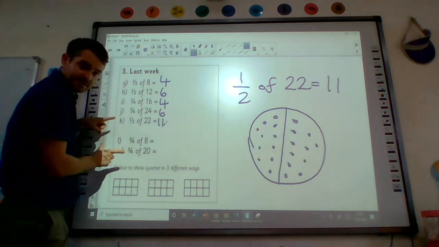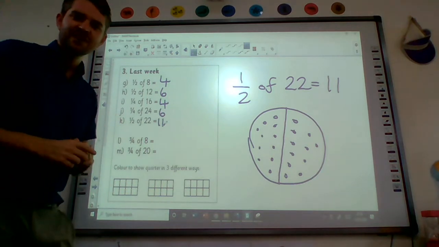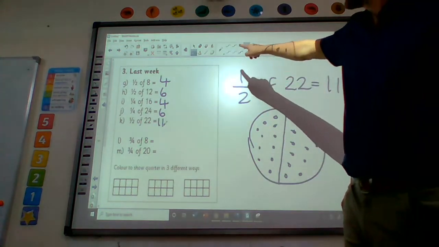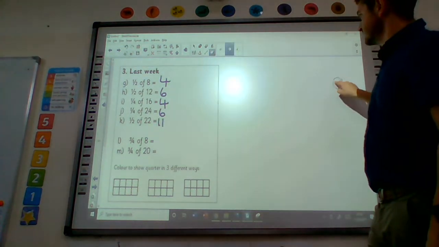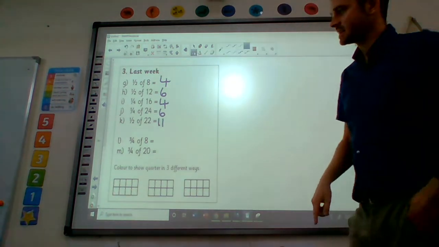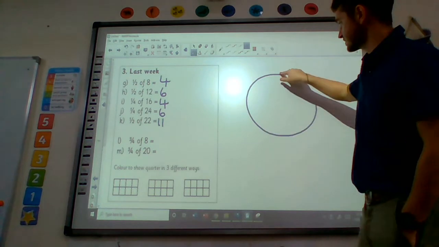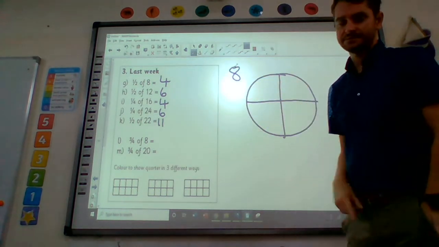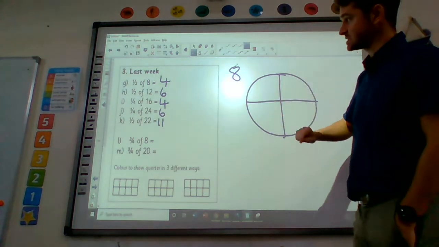Now these ones down here are a little bit trickier. That's why they're separate to the rest. Finding 3 quarters. I wonder who remembered what they needed to do for 3 quarters. Now, we started finding 3 quarters first by splitting things into quarters. We're finding 3 quarters of 8. We don't cross anything out yet. We share 8 first into quarters.